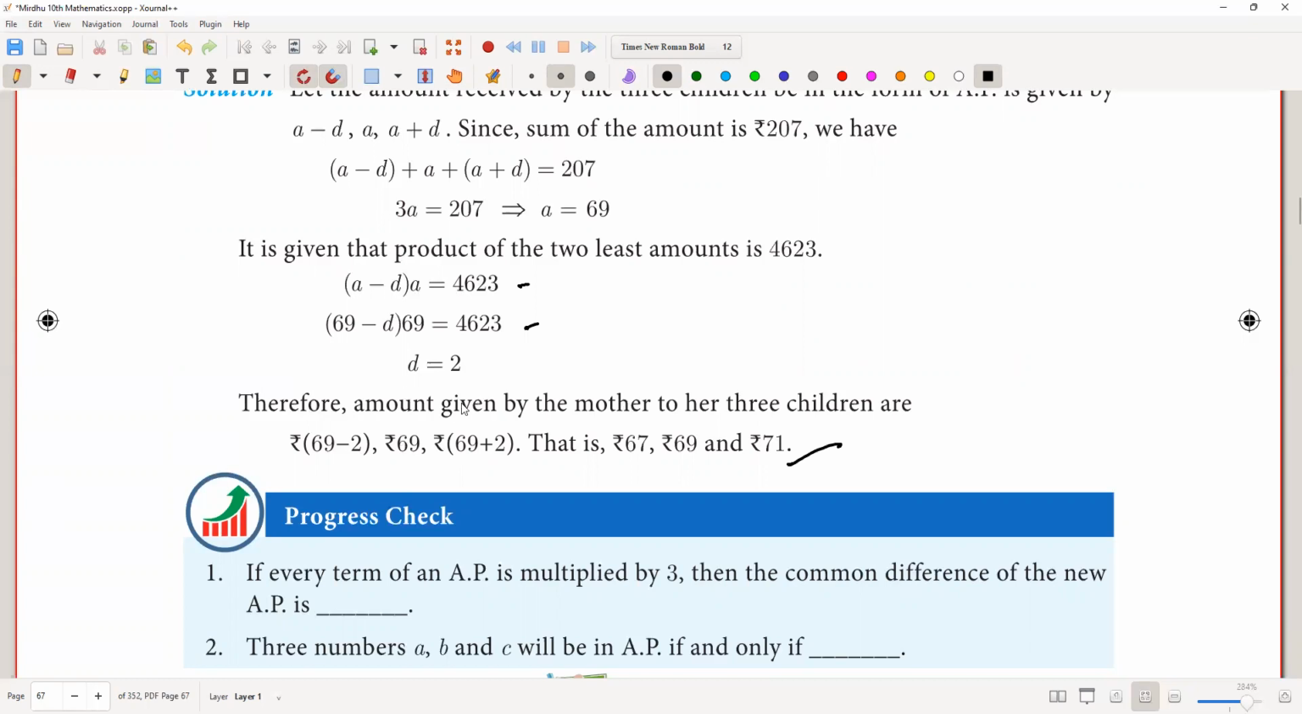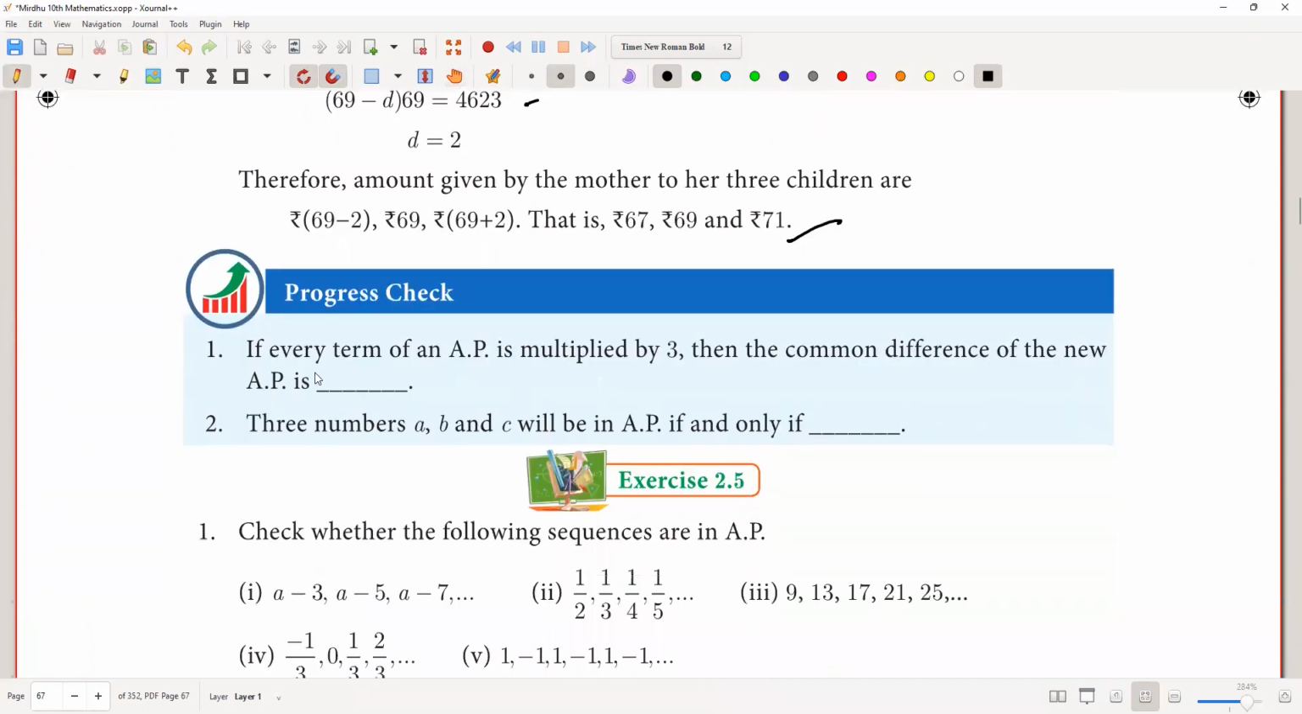Just minus it and get the result. Okay, every term of AP is multiplied by 3, then the common difference is 3D. See, if it's 5, 15, 25, common difference 10. If I'm multiplying by 3, it becomes 15, 45, 75. The common difference also gets multiplied. It will be 3D.